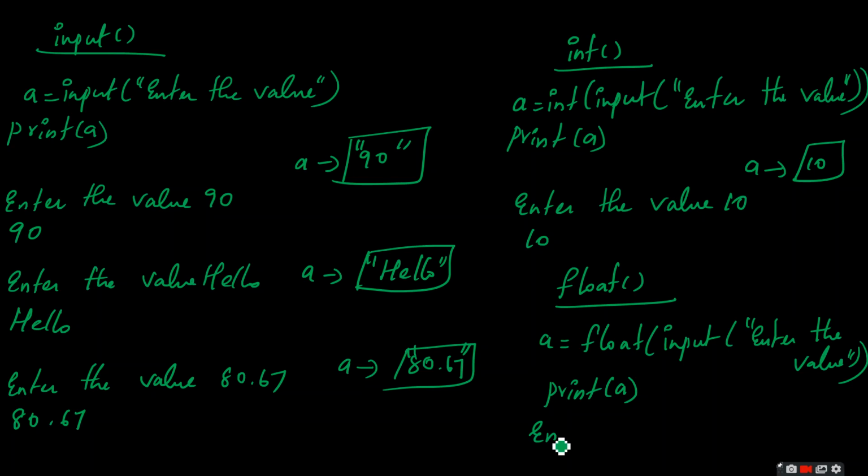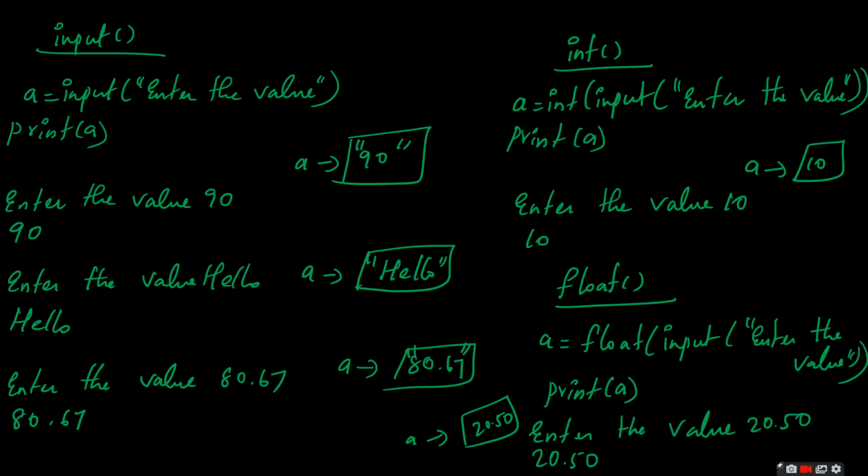Then the result will be like this. Enter the value. We can give 20.50. Then we'll get the result 20.50. Now inside the memory, a will be pointing to 20.50. That means a is pointing to a floating point number. So in order to input an integer number, we can use int function along with the input function. In order to input a floating point number, we can use float function along with the input function.